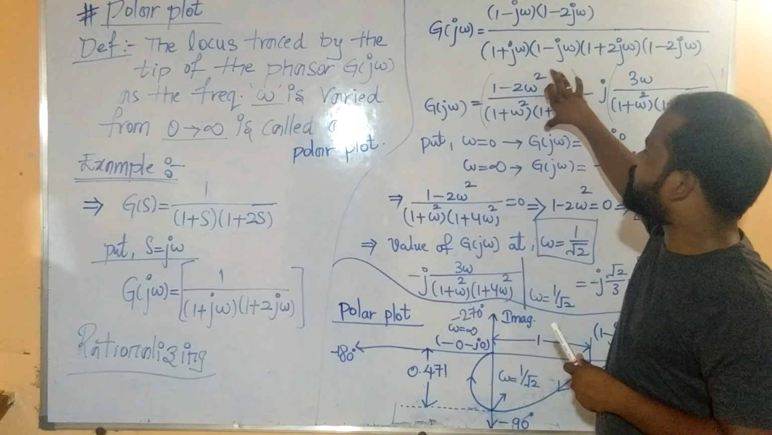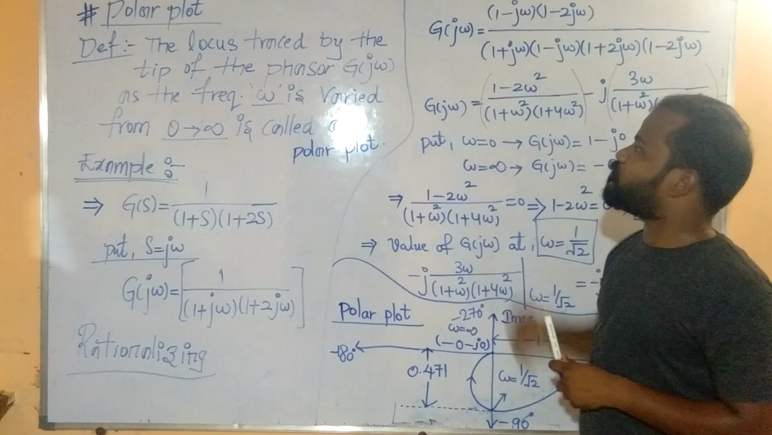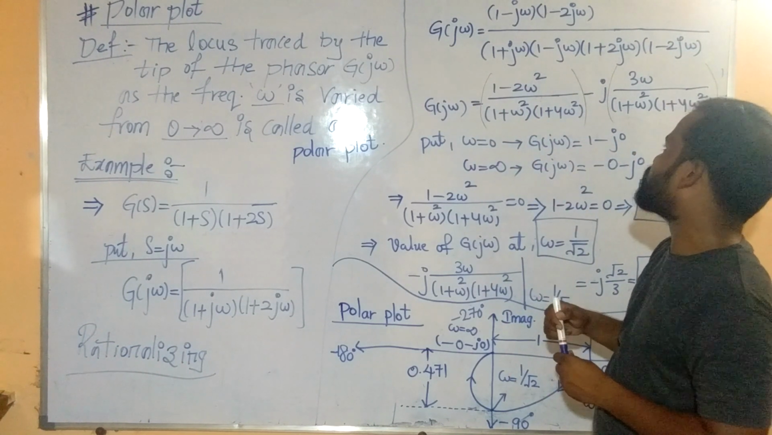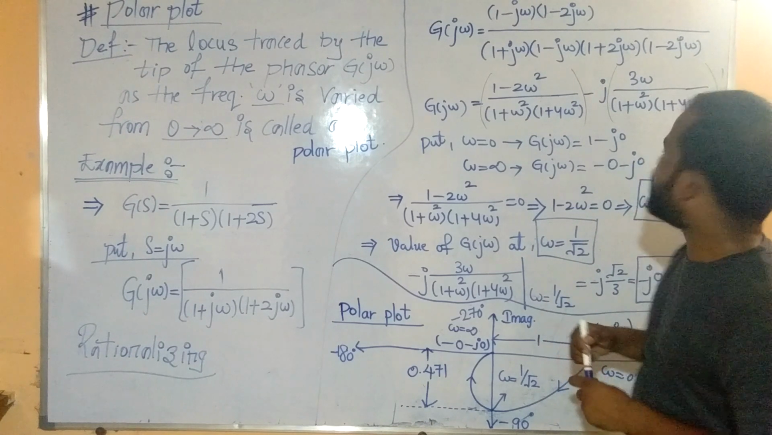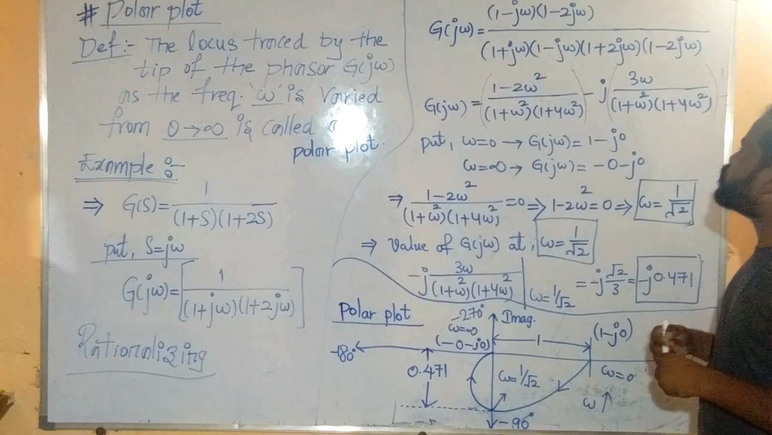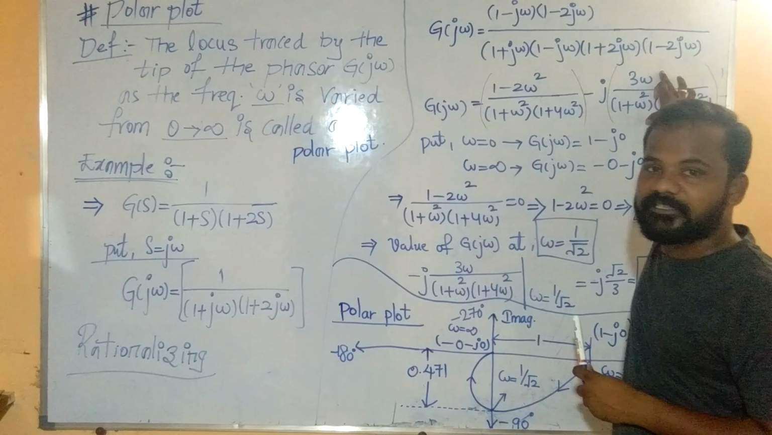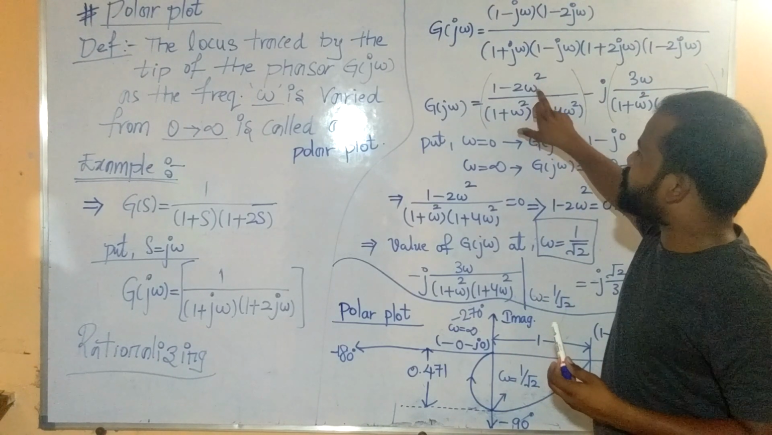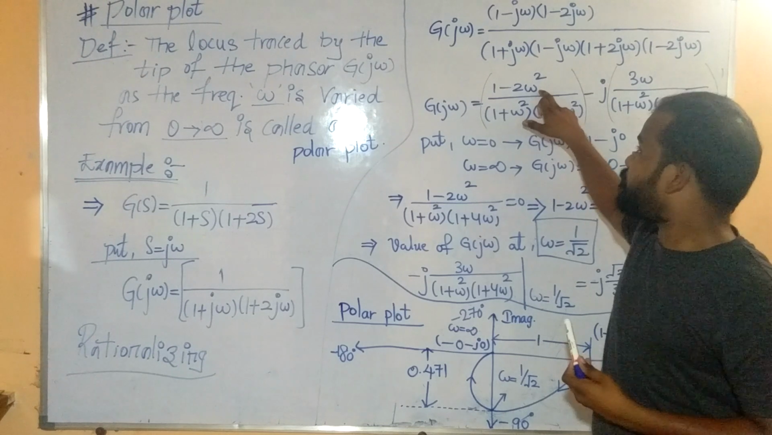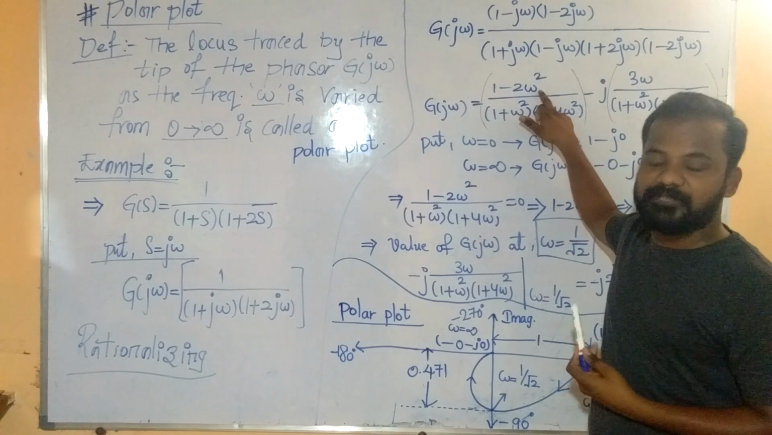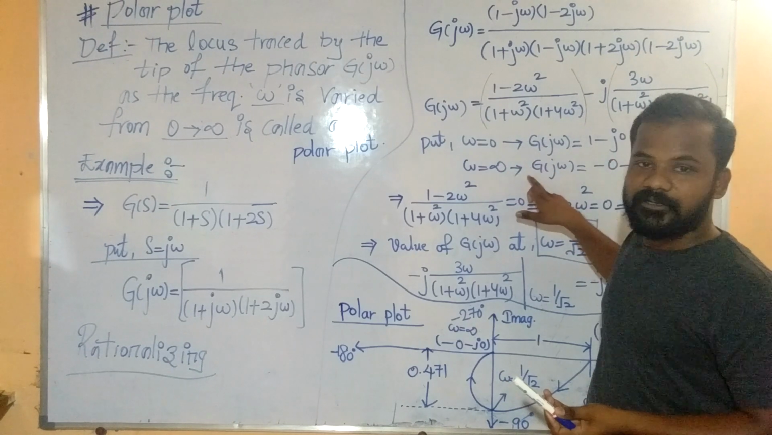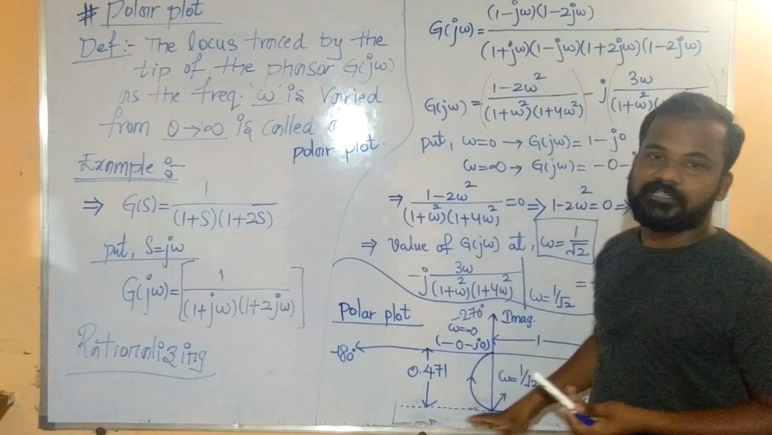After that you will get the function G of j omega equal to (1 minus 2 omega square) by (1 plus omega square)(1 plus 4 omega square) minus j into 3 omega by (1 plus omega square)(1 plus 4 omega square). This is the function we need to consider to draw the polar plot. Now we have the term omega, and we vary omega from 0 to infinity, and you will get different values. With the help of this we draw the polar plot.